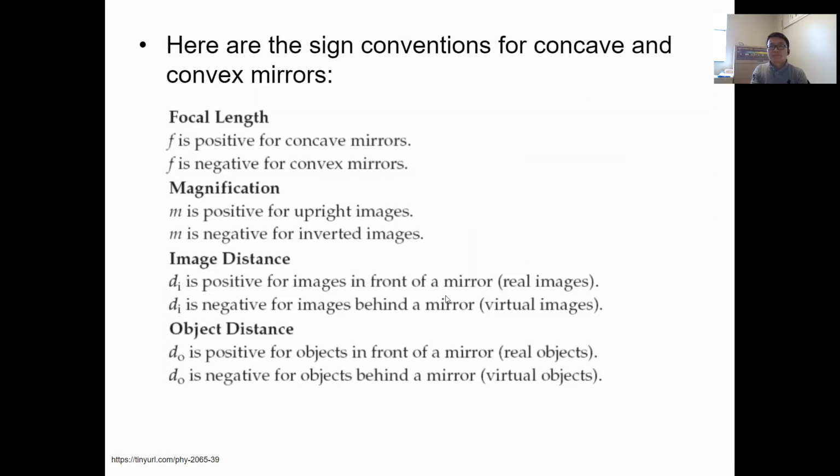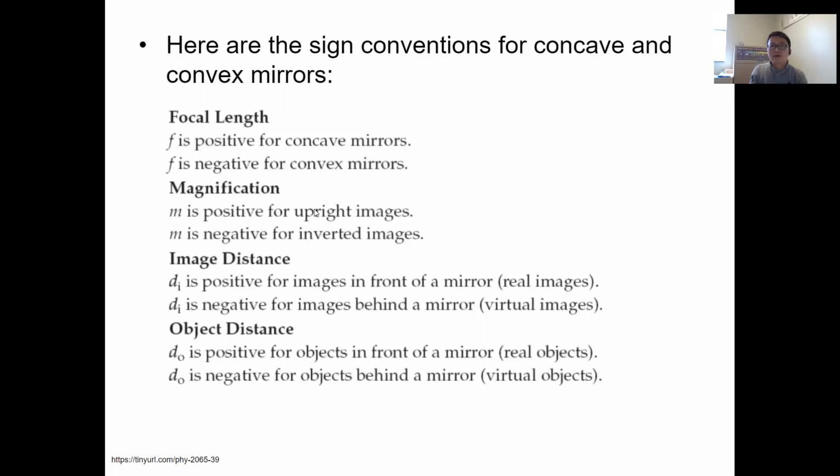All right. A quick review on the sign conventions for the two mirrors, concave and convex mirrors. So your focal length is positive for concave mirrors because the concave mirror can form real images, okay? Focal length is negative for convex mirrors because convex mirrors always form virtual images.